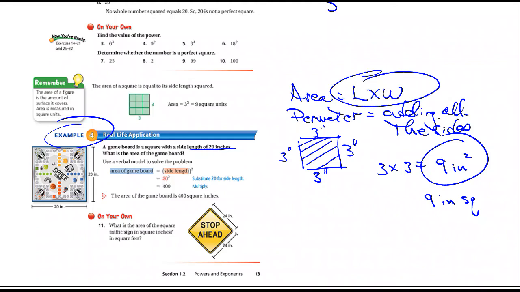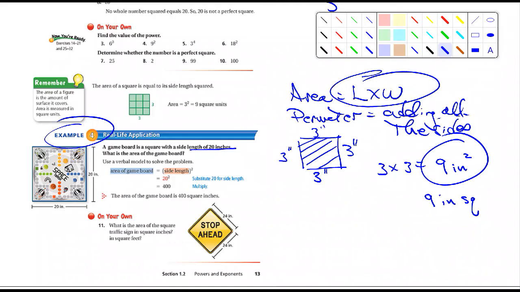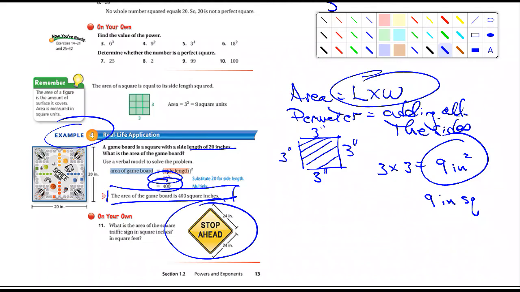So let's go to this example here. It did say that the length of the side is 20 inches, and so that'd be 20 squared. We're figuring out the area. 20 times 20, they give it to us there, is 400. So the area of the game board is 400 square inches, or as you said, it would have 400 little squares in there. Then it says, on your own, figure out the area of this stop sign.